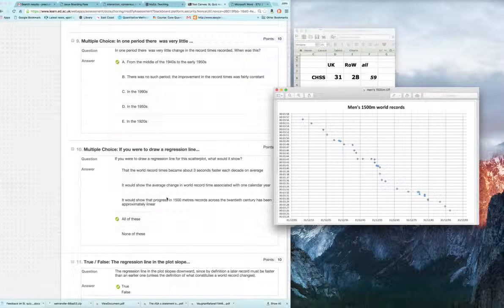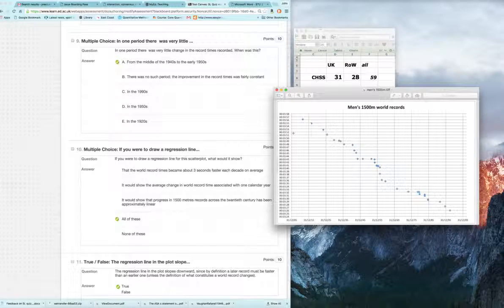That's also going to be the average change in world record times associated with each calendar year. If you draw a regression line, it will just show you for a unit change in X, in other words, for a 1 year difference, what would be the difference on average of the world record time, and it would be falling 0.3 of a second every year on average.